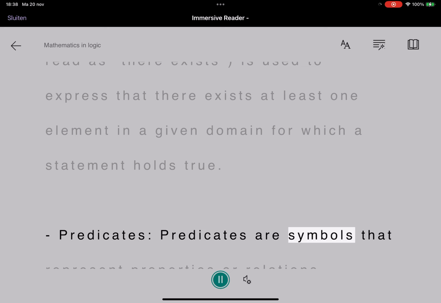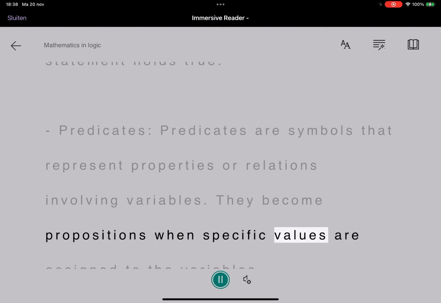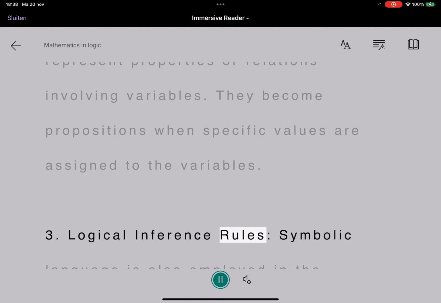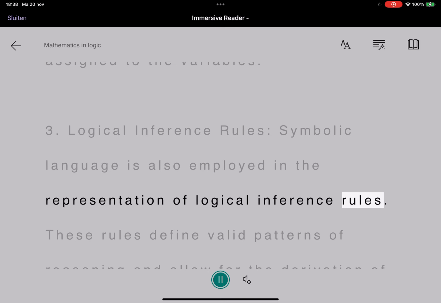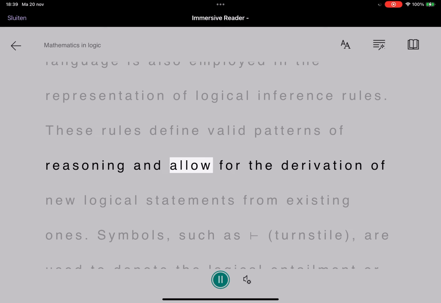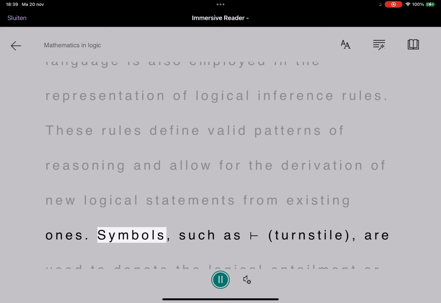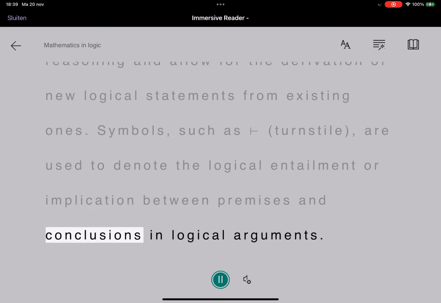Predicates. Predicates are symbols that represent properties or relations involving variables. They become propositions when specific values are assigned to the variables. 3. Logical inference rules. Symbolic language is also employed in the representation of logical inference rules. These rules define valid patterns of reasoning and allow for the derivation of new logical statements from existing ones. Symbols, such as ⊢ (turnstile), are used to denote the logical entailment or implication between premises and conclusions in logical arguments.